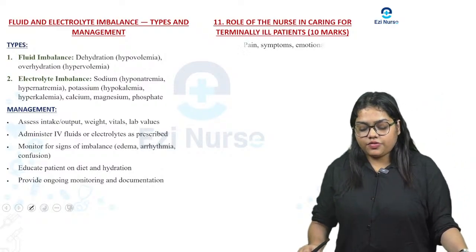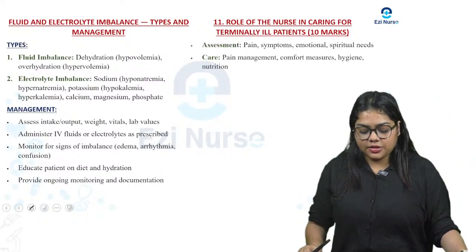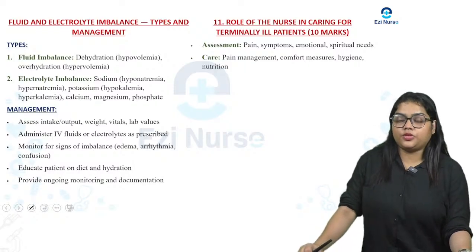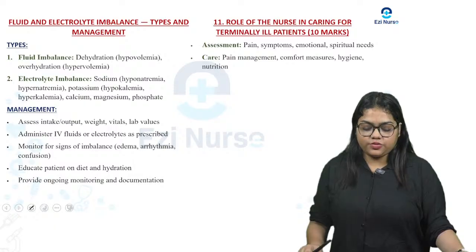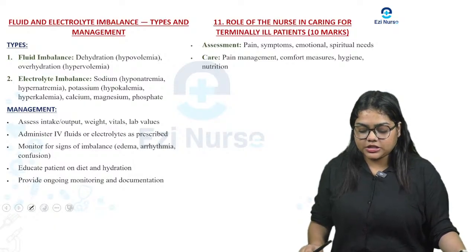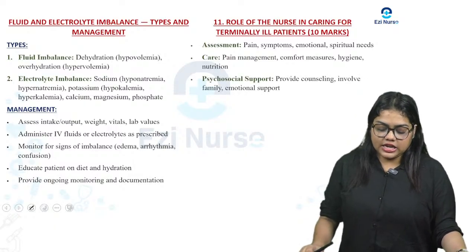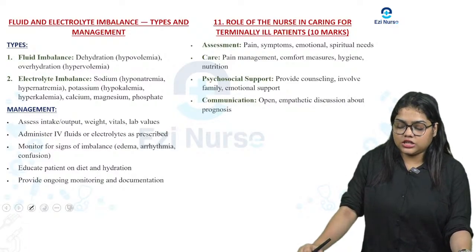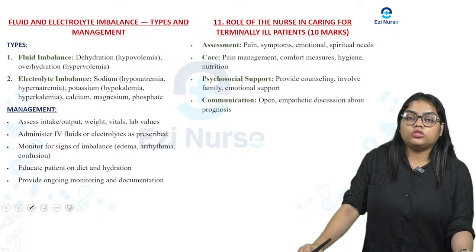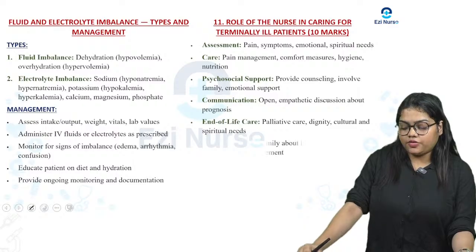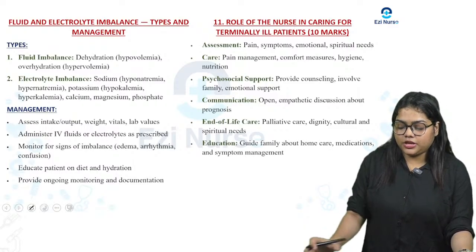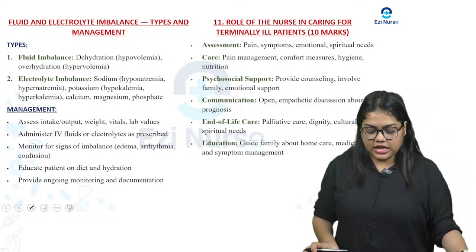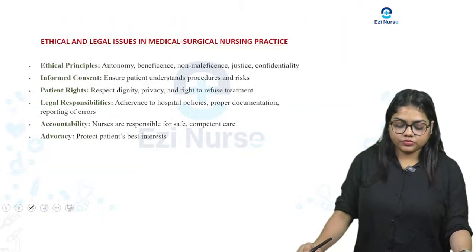Next, what is the role of a nurse in caring for terminally ill patients? As for the assessment, we have to do pain assessment, symptoms, emotional and spiritual needs. We have to give care for pain management, comfort measures, hygiene and nutrition. We have to give psychological support. We have to do open communication, end of life care, and provide guidance to the family and home care, medications for symptom management.